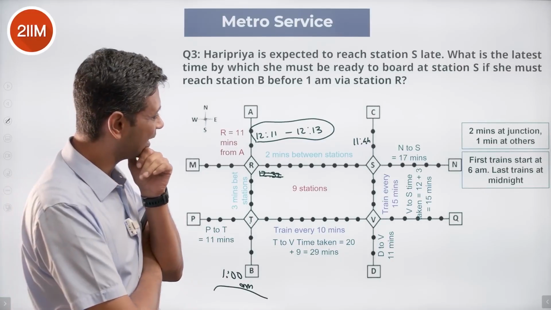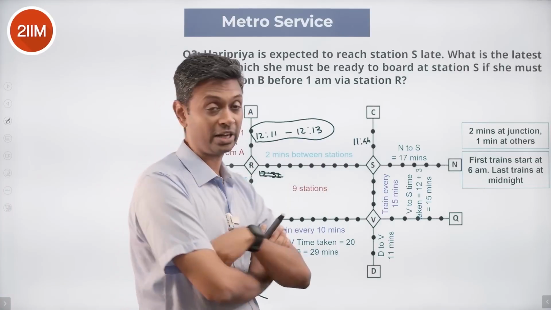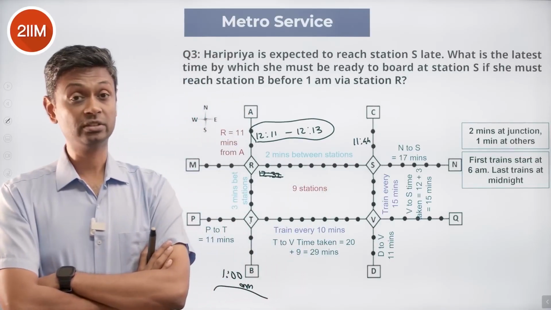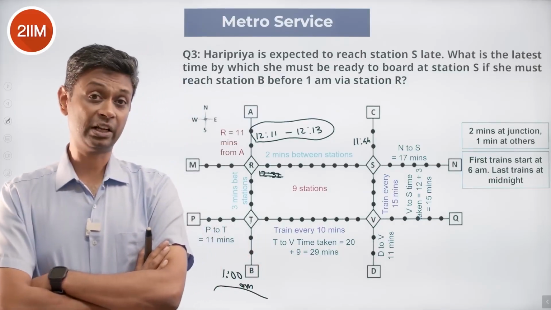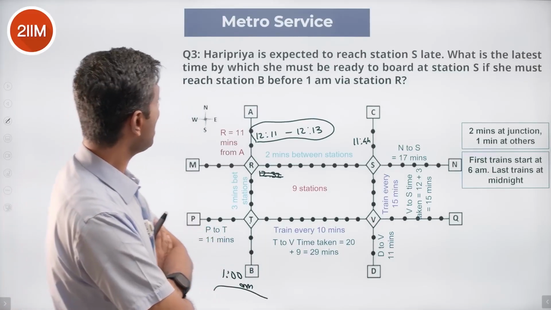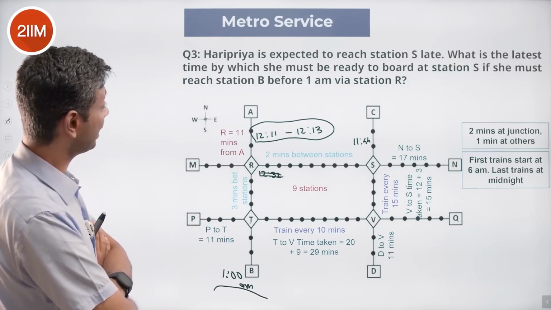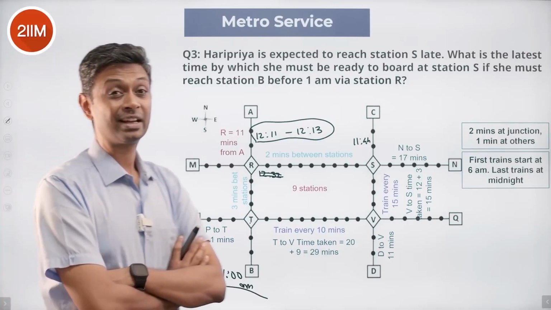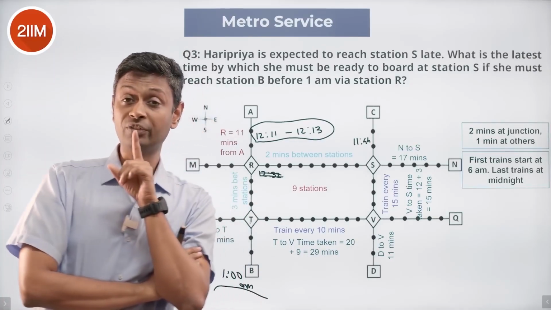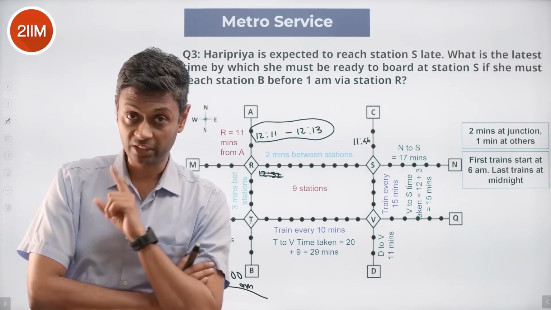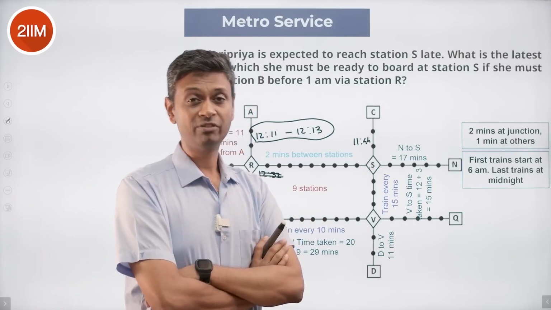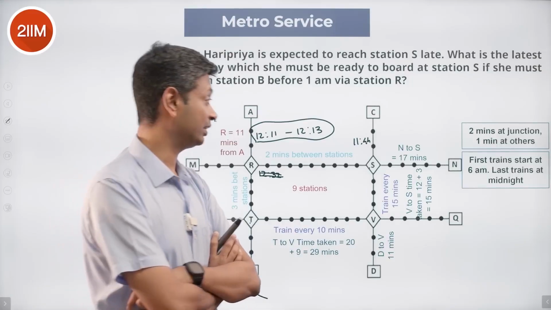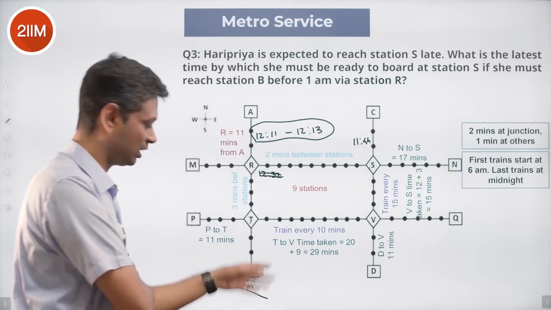So a train coming at 11:37 to S, I should catch. 11:47 at S, I can't catch. So I'm looking to catch the 11:37 train at S. What is the latest time which we must be ready to board on station S? The 11:37 train, but not 11:37, but 11:39, because it is going to come at 11:37 here and then wait for 2 minutes. Let it become 11:39 and then reach here and then come back here.